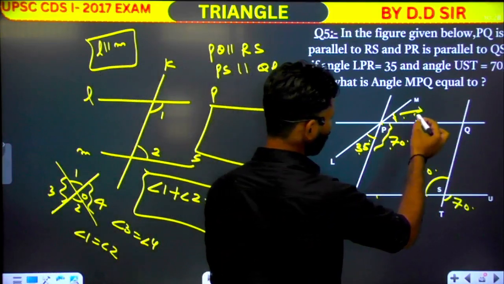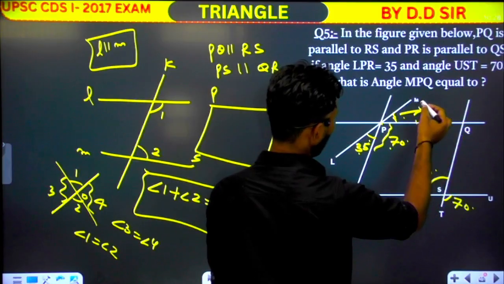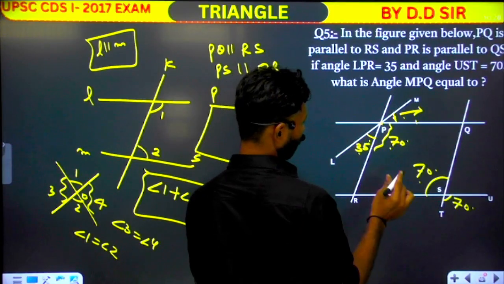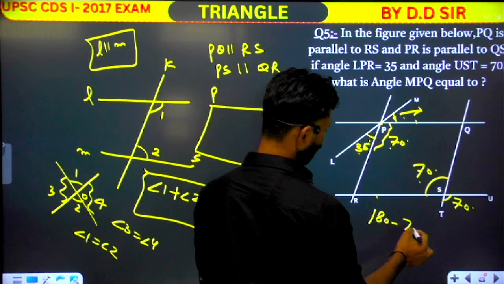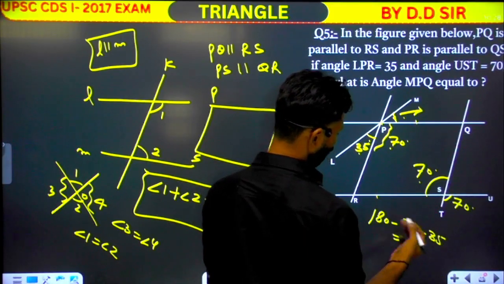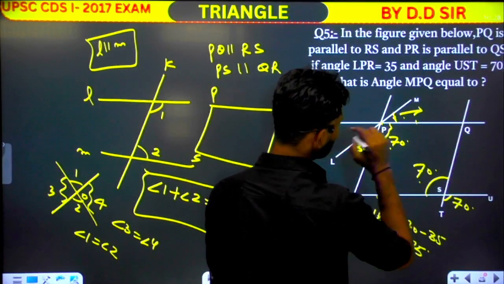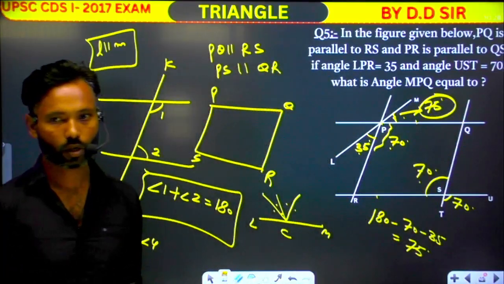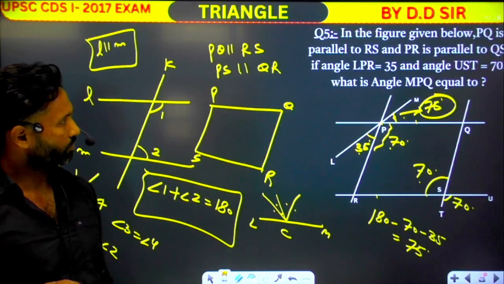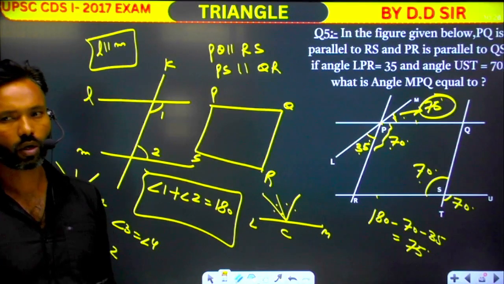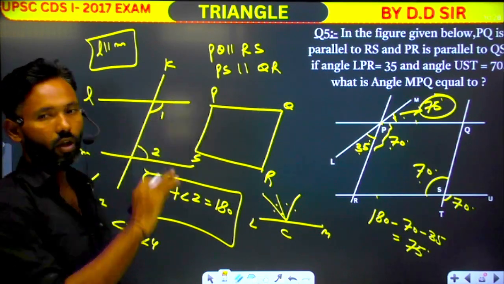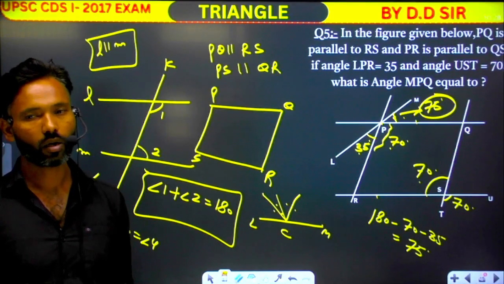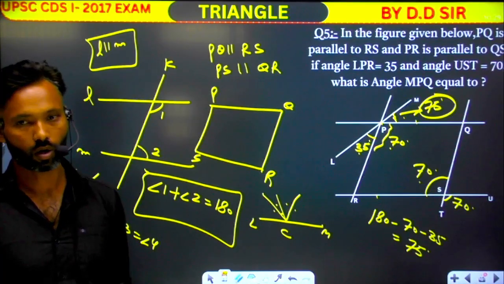So this particular angle MPQ will be equal to 180 minus 70 minus 35, so it will be equal to 75 degrees. So angle MPQ is equal to 75 degrees. Got it? So that was the solution of the question, and according to me it is good that we are discussing the properties along with the question. It is going to set in our mind for a long duration.